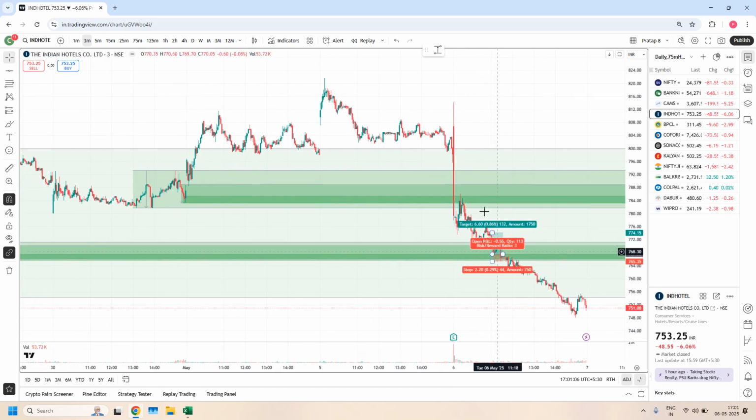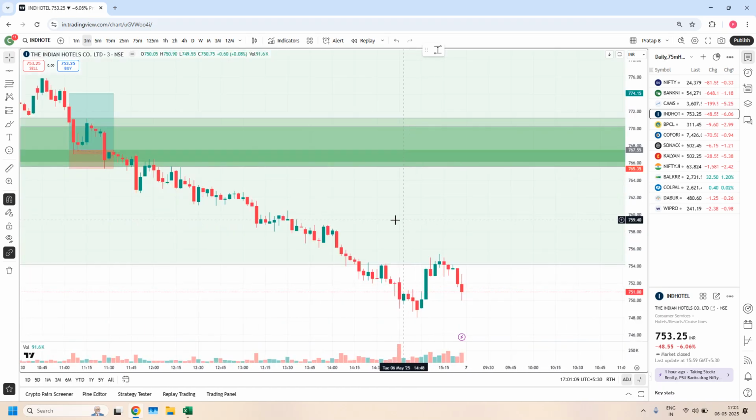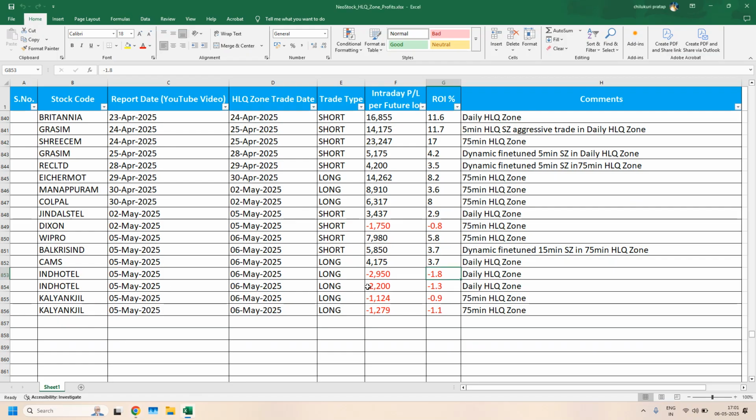But anyway, this is stopped out today because it is not a successful trade, because it did not achieve 1:3 RR. So that way it is stopped out. And how much loss would this second one, the Indian Hotel trade, have given you? 2,200 rupees, which is 1.3% negative ROA.